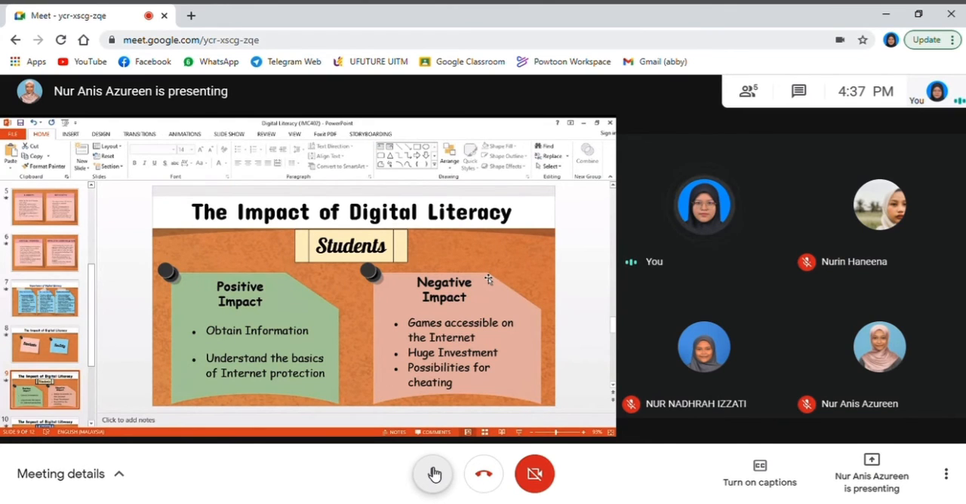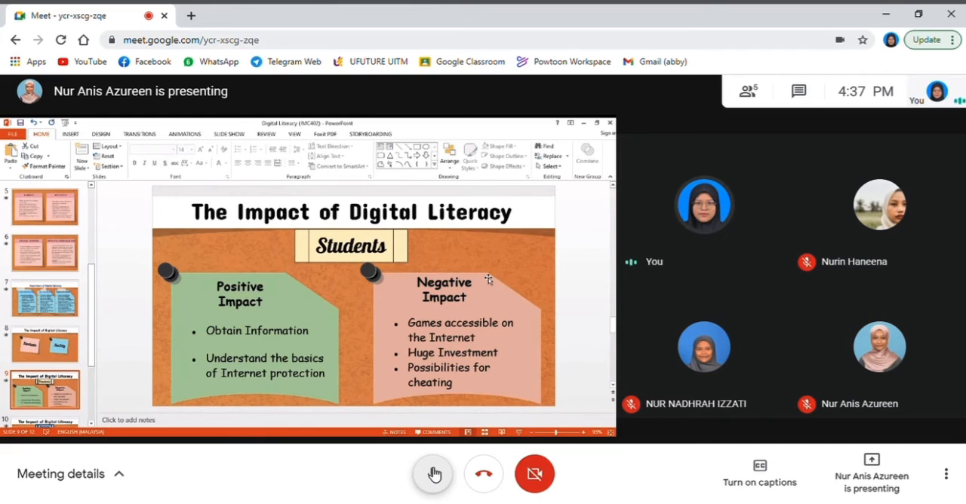The next one is negative impact on students, such as games accessible on the internet. This is because adolescents are more likely to waste their spare time playing video games instead of being responsible for completing schoolwork and reviewing lessons.